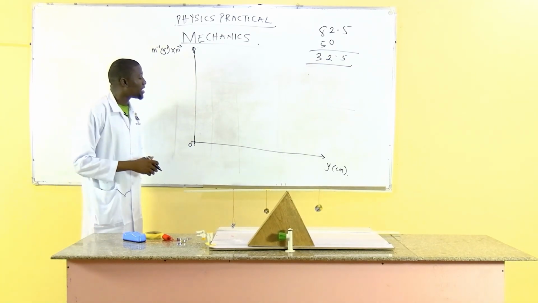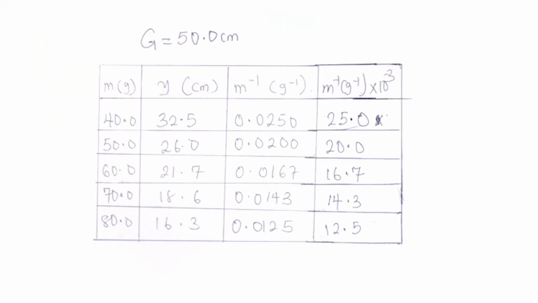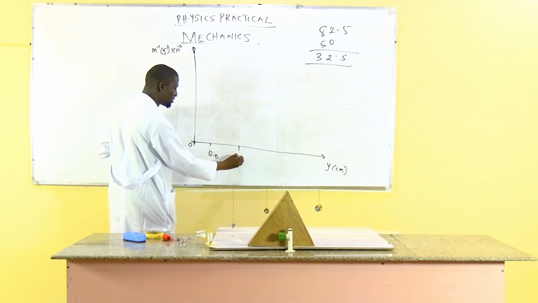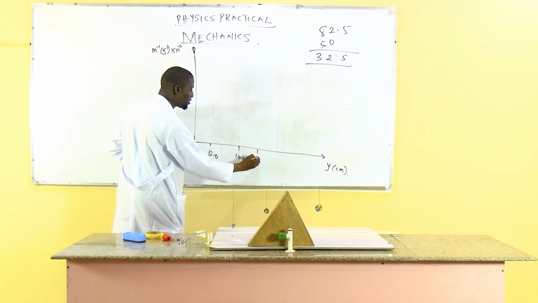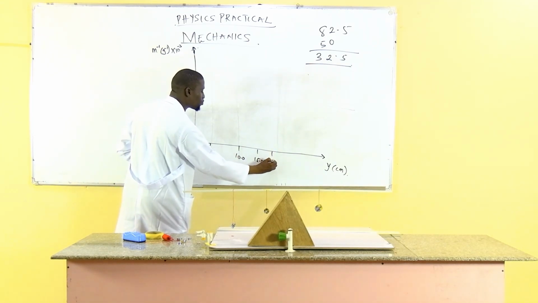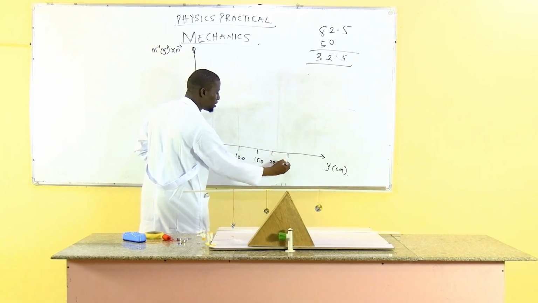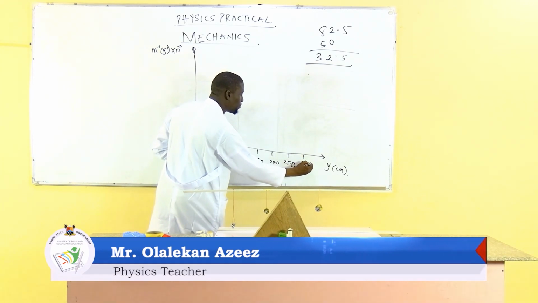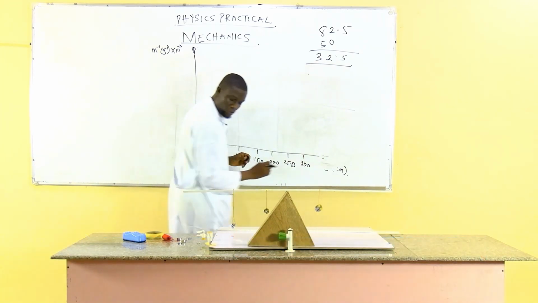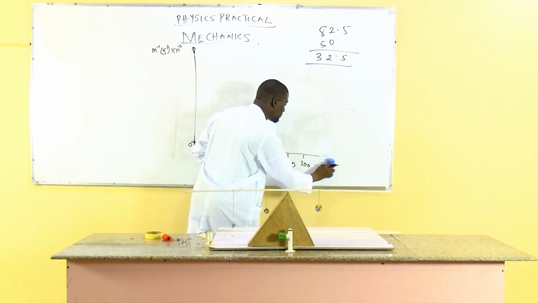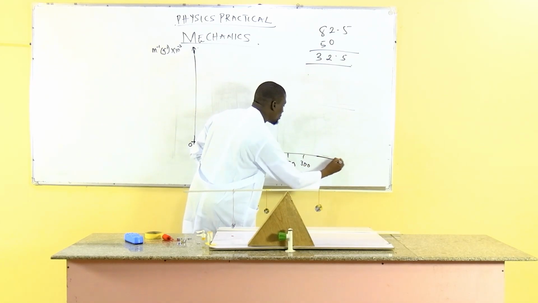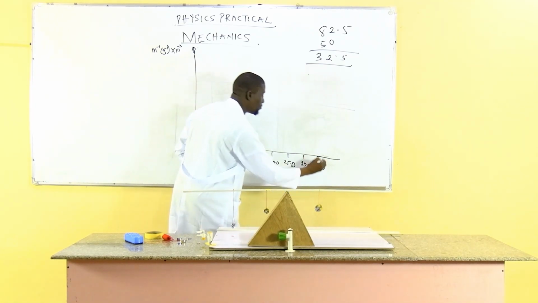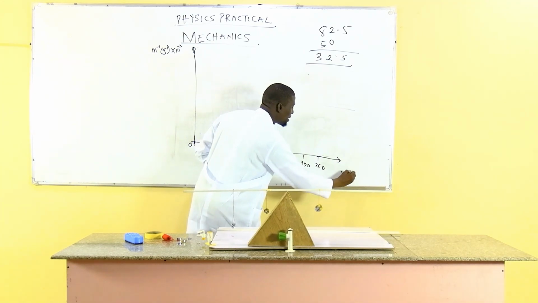Now from what I have on the Y axis, I'm going to take my reading from 0 to 5.0. The next one will be 10.0, the next one 15.0, the next 20.0, the next 25.0, the next 30.0. Let me take it down to 35.0. And this is Y in brackets centimeter.